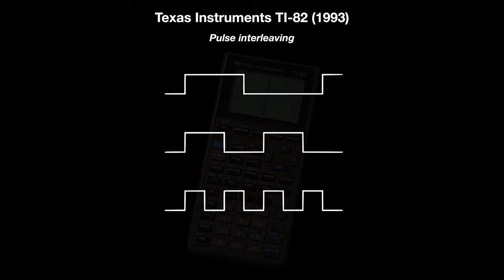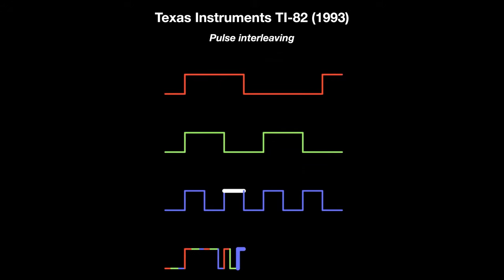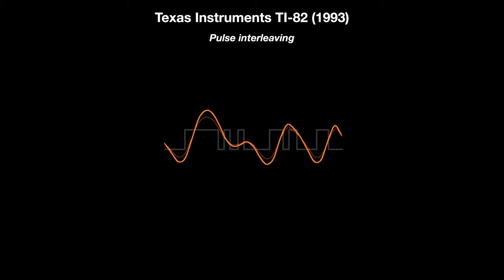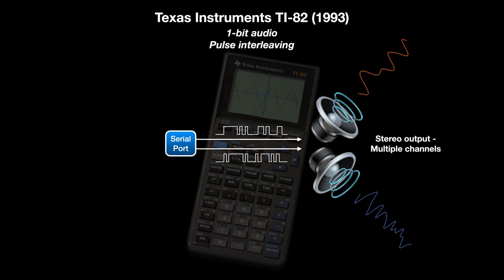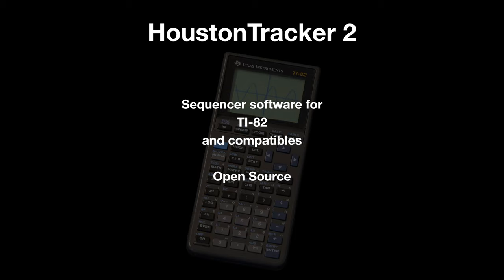So, in order to mix the three channels in this example, the audio engine will interlace between them by slicing fast in small segments, building up a new signal pulse train, which thereby, to some extent, resembles the mixed output. So even though it has no sound chip, the calculator can now produce multi-channel, one-bit stereo sound. The method discussed is the basis for the sound engine in HoustonTracker 2, a great sequencer software application for TI-82 and compatible models. It's open source and has been developed by Utz of Irrlicht Project. A link to it is in the description.